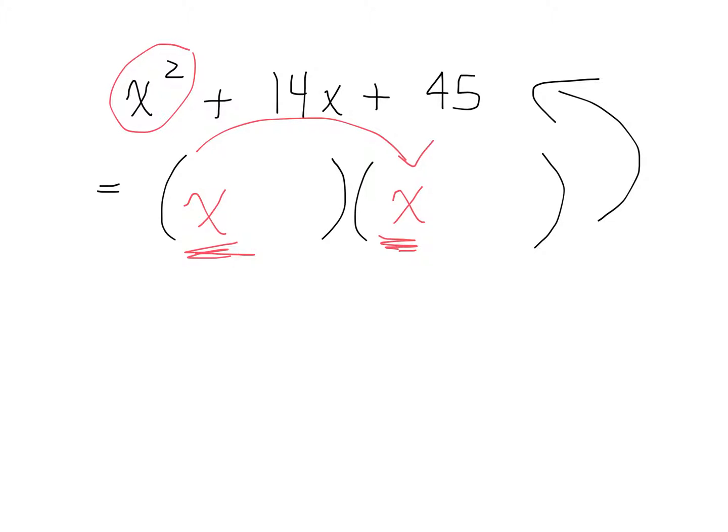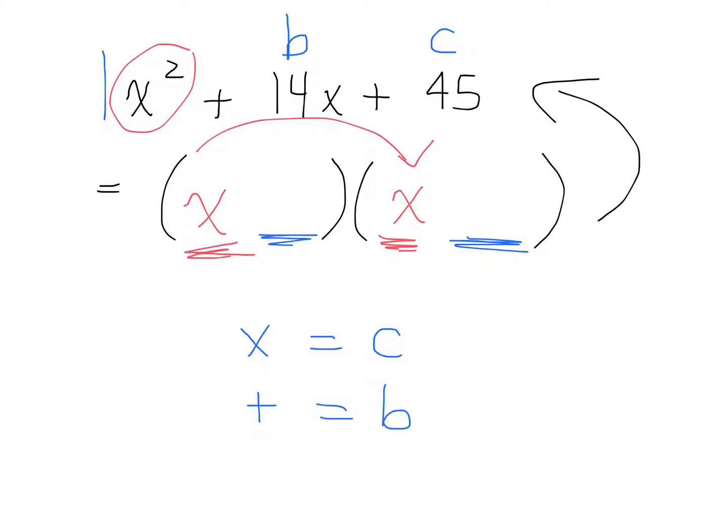We're looking for two terms that do what? Multiply to give us what? So this is C, right? So two terms that multiply together to give us C, and two terms that add up to give us B. Because in standard form, this A is 1, A x squared plus bx plus C. So you're looking for two things that multiply together to give you 45. So it multiplies to 45 but adds up to 14.